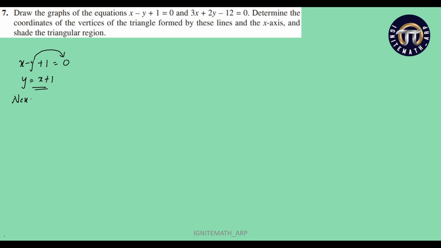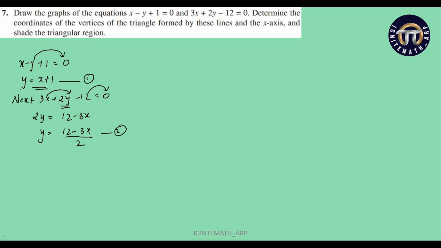I just call this equation 1. The other equation is 3x plus 2y minus 12 equal to 0. Again I want to make y the subject of the formula, so I'll write 2y is equal to 12 minus 3x, because I take the 12 to this side and the 3x to the other side, where it becomes minus. Then y is equal to (12 minus 3x) divided by 2. This is my second equation. I need to put different values of x to get different values of y in both the equations. Now let us start doing the same thing.